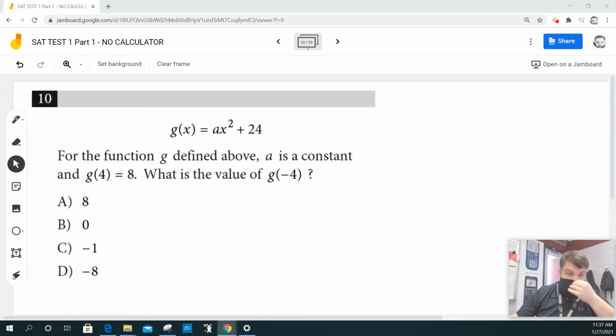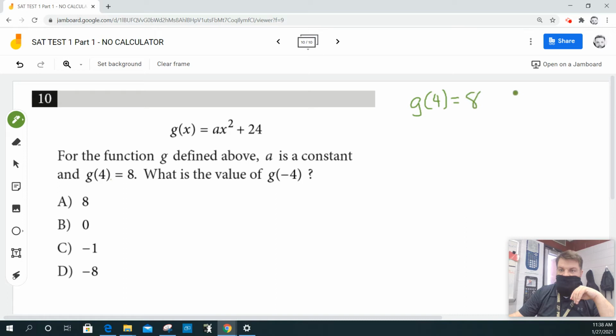So technically, you guys should have learned this in Algebra 1, but then they cover it again in Algebra 2. It says the function g is defined where a is a constant and g of 4 is equal to 8. So what that means is if I were to graph this function, when I say g of 4 equals 8, what I'm really saying is the point (4, 8) exists on the graph, right? When x equals 4, my y value equals 8.